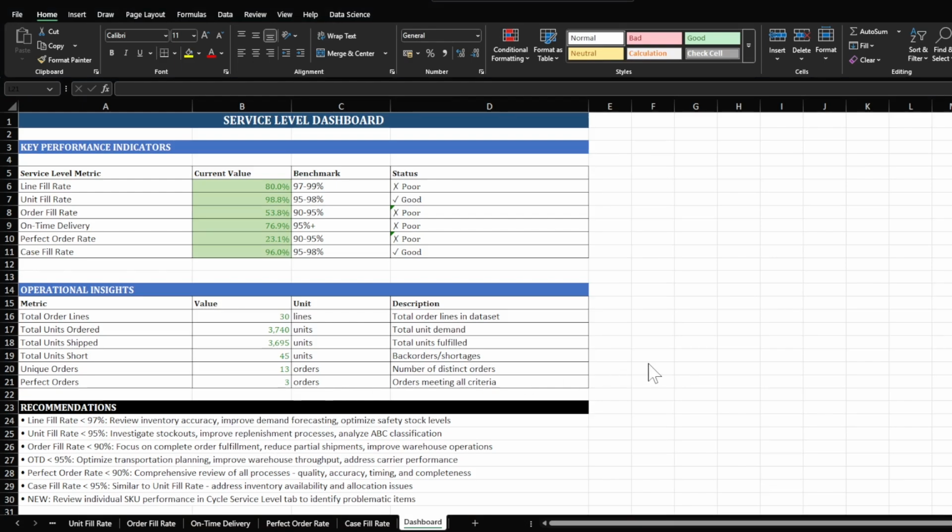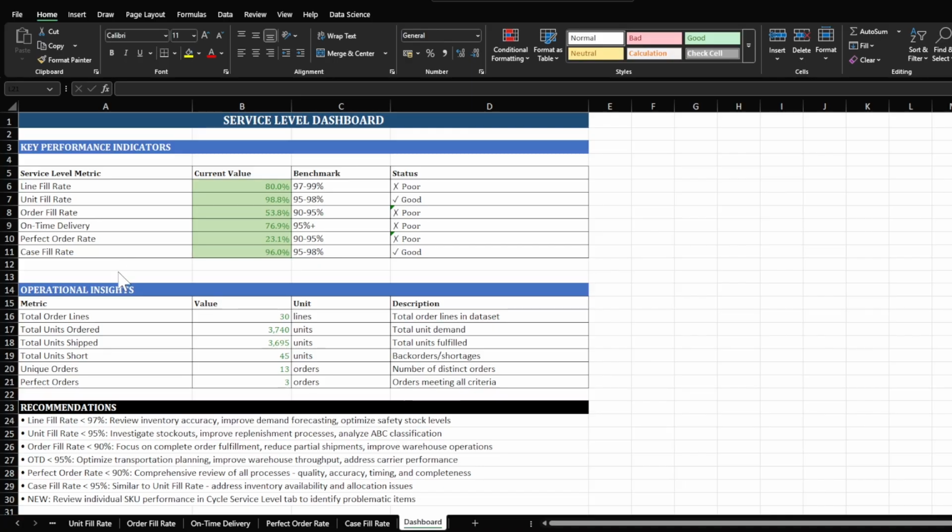Today we are going to discuss the service level dashboard. In the service level dashboard, there are various ways by which you can calculate service level, like line fill rate, unit fill rate, order fill rate, on-time delivery, perfect order or on-time in-full, and case fill rate as well. So we are going to discuss how we can calculate all of these.